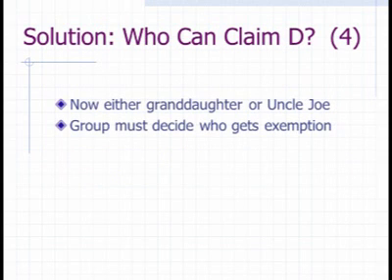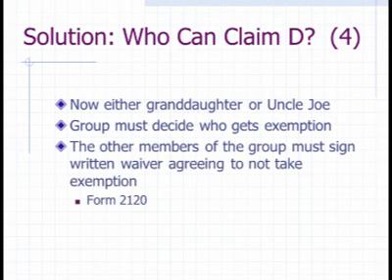So the group does have to decide who gets the exemption. They get to decide each year, and there's a form for that. They have to put that form with the tax return, and everybody in the group must sign. That way, if granddaughter and dad and Uncle Joe both claim the exemption, the IRS will know, because that's one of the computer matches to make sure that a Social Security number is not being used more than once. And it's a very efficient computer match. They don't miss very many of them.